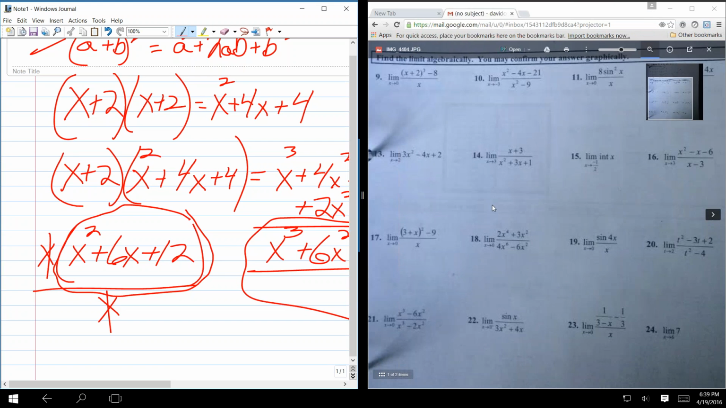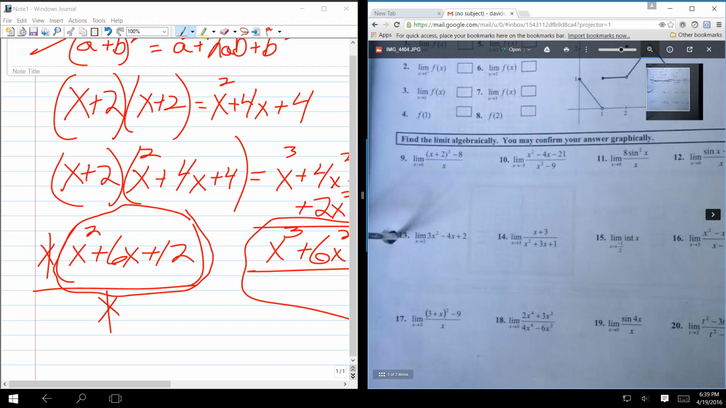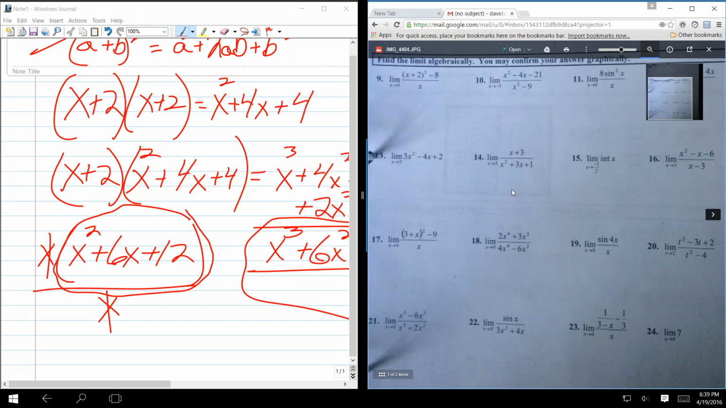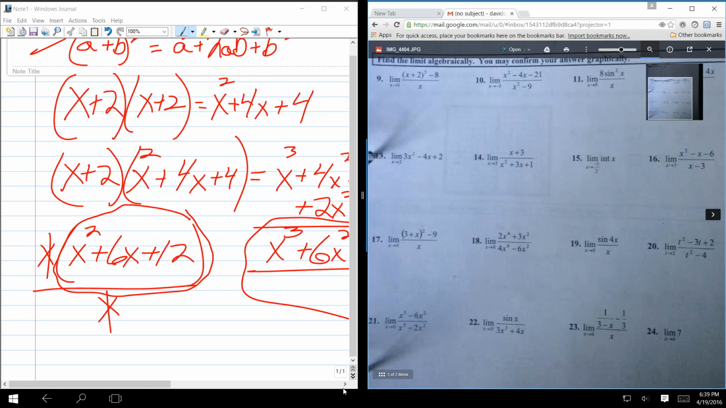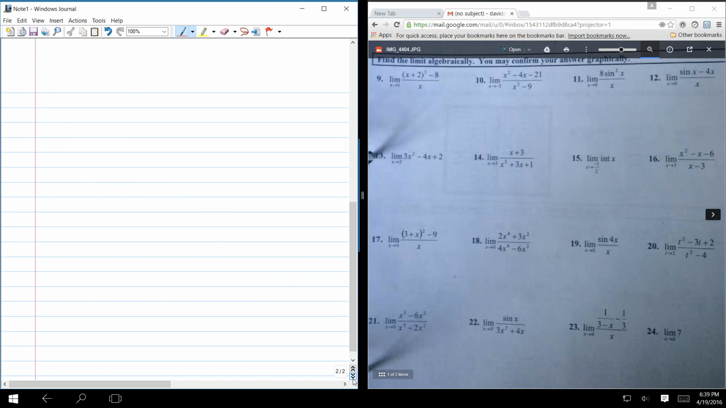Well, maybe not all of them. I shouldn't say that until I look at them. But mostly it's going to be factoring or using what you know to be true, like sine squared x over x. We don't know what that is, but we know what sine x over x is. Okay. Let's do 10 real quick.